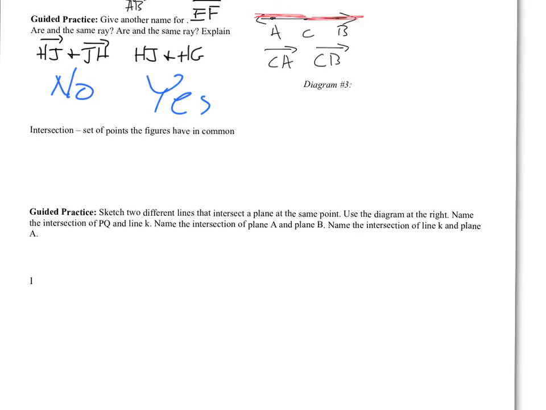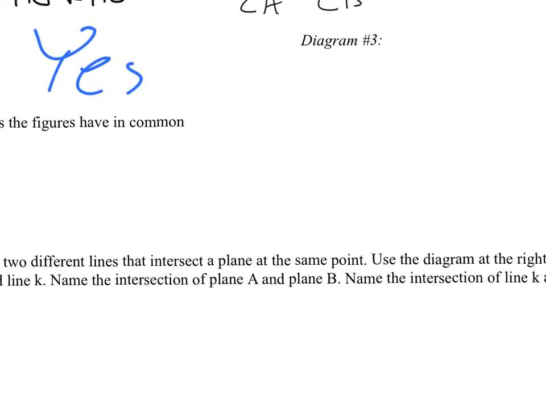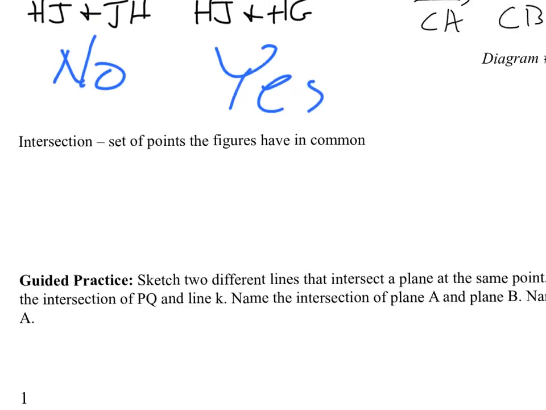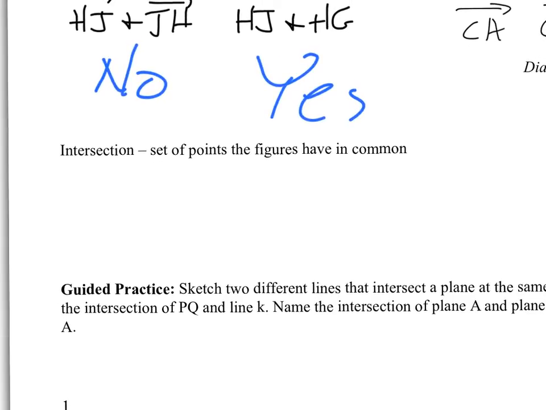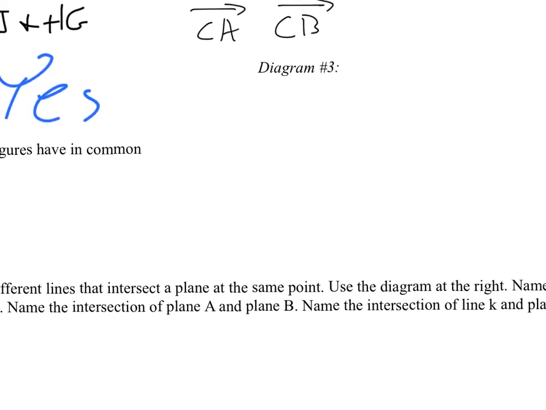We're going to go ahead and draw our last diagram in here. So this will be diagram 3. In this diagram we're looking at intersection. So intersection is where we have sets of points in a figure that have a set of points that the figure has in common. And when we look at this, we're going to draw two planes that are going to be intersecting. So I'm going to go ahead and draw one.